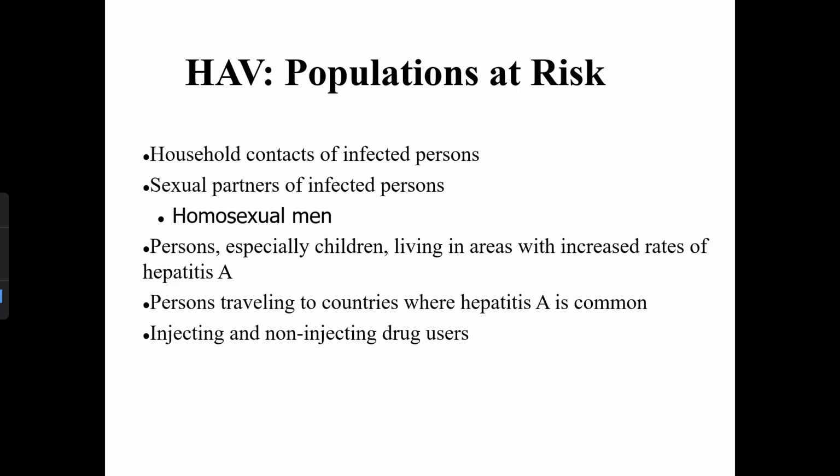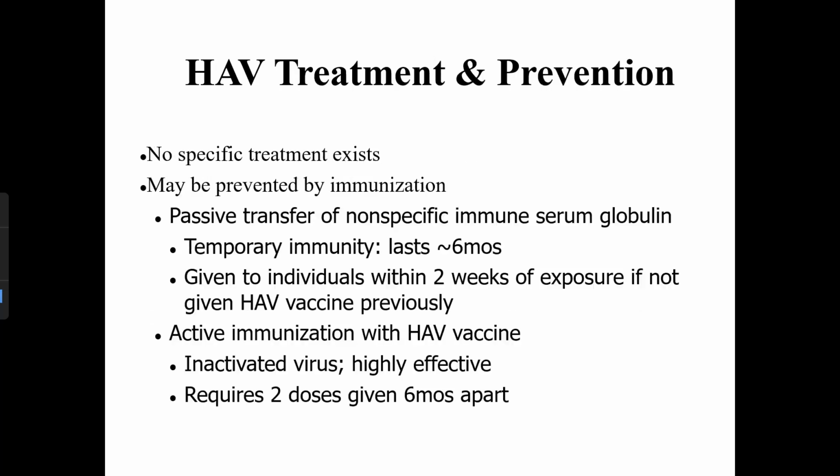Populations at risk: household contacts of infected people, sexual partners of infected people, people, especially children, living in areas with increased rates of hepatitis A, people traveling to countries where hepatitis A is common, and injecting and non-injecting drug users. Treatment and prevention: there's no specific treatment. You usually just monitor the severity of the symptoms. It may be prevented by immunization.